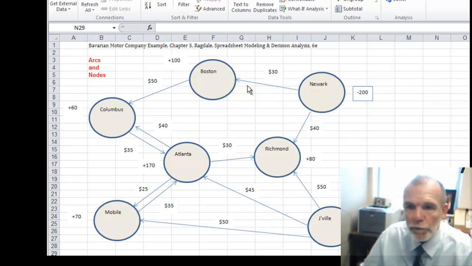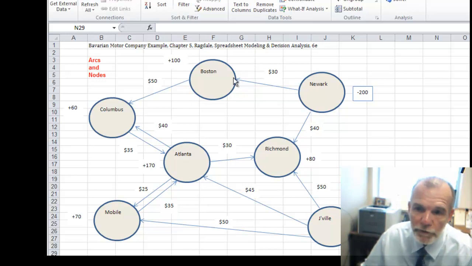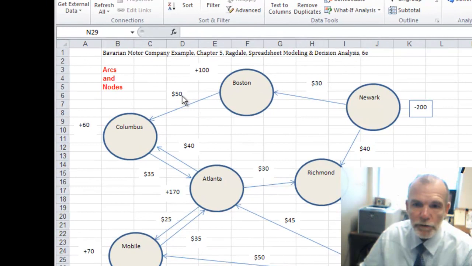Between nodes or circles, we see an arrow. An arrow is an arc. It's really how much we would ship, which could be 0 or some amount, from Newark to Boston. And for every item that's shipped on that arc, it's $30. From Boston to Columbus, it's $50, and so forth. In some cases, we only have one-way shipping between two nodes. Other times, like Columbus and Atlanta, we can ship both directions.